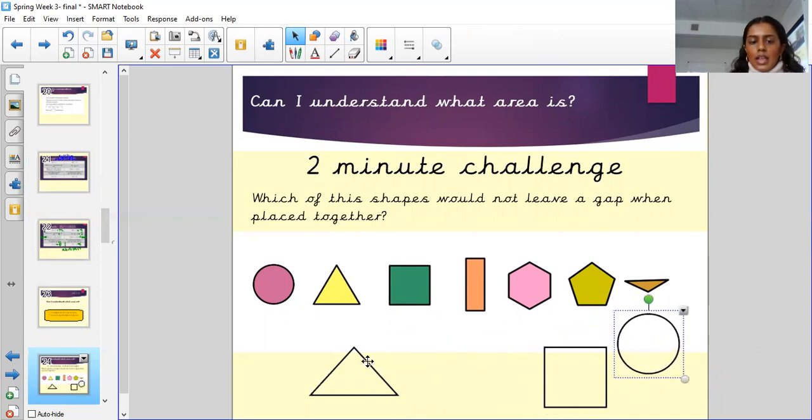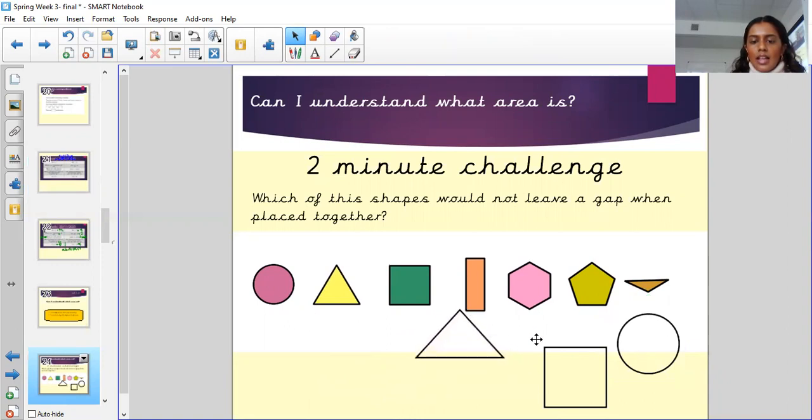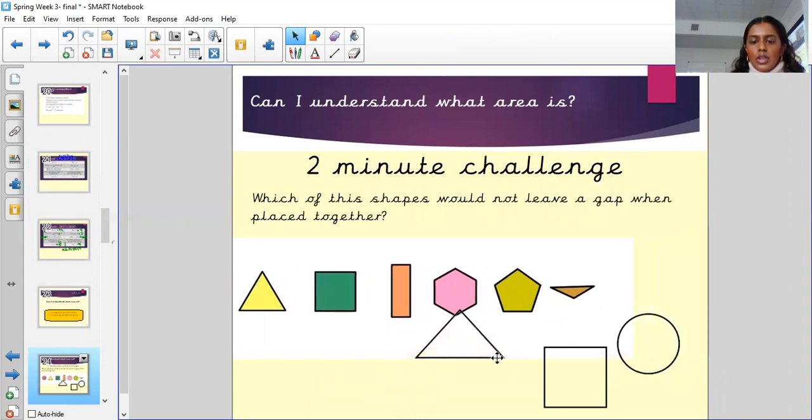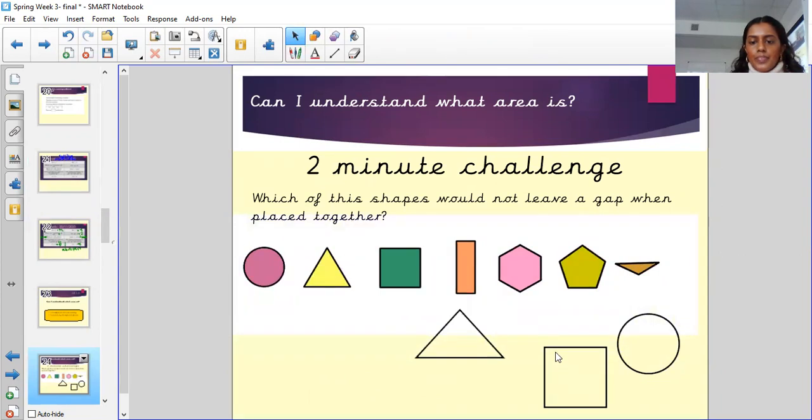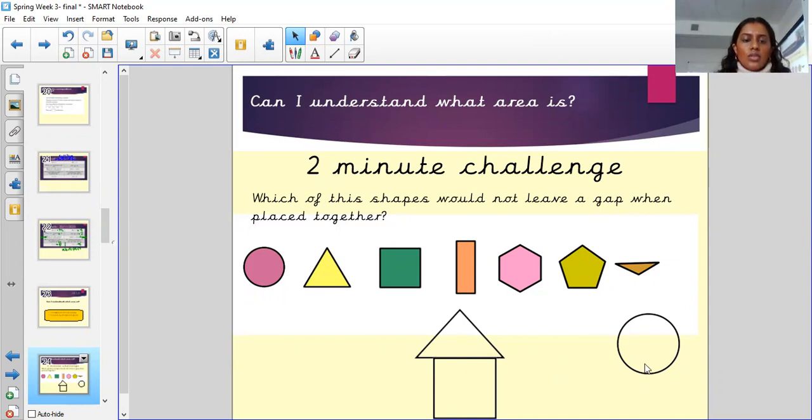Let's have a go with our triangle. I'm going to move the triangle next to the square. Let's see if we can join them without leaving a gap. So we can join these shapes without leaving a gap. What that tells us is that any shape that has a curved edge, like a circle, you cannot put them together without leaving a gap.